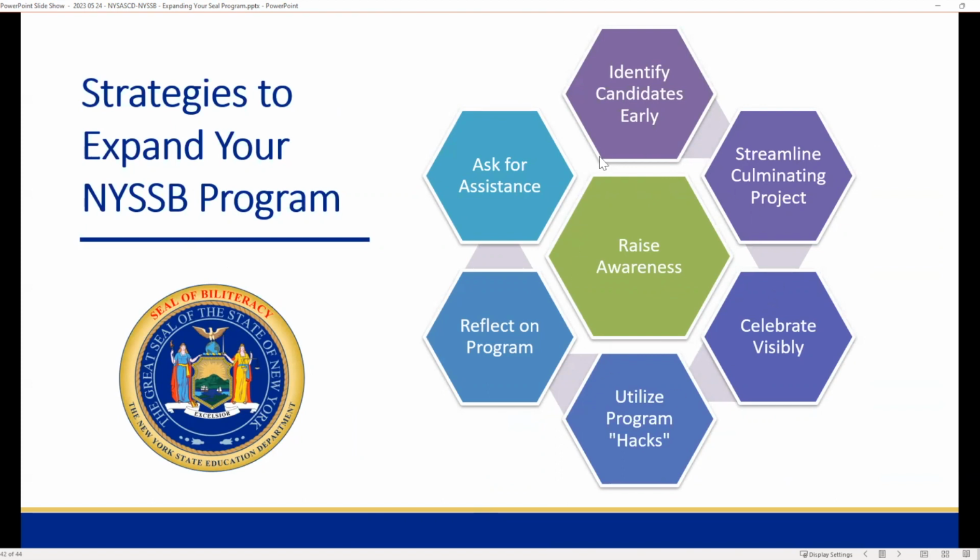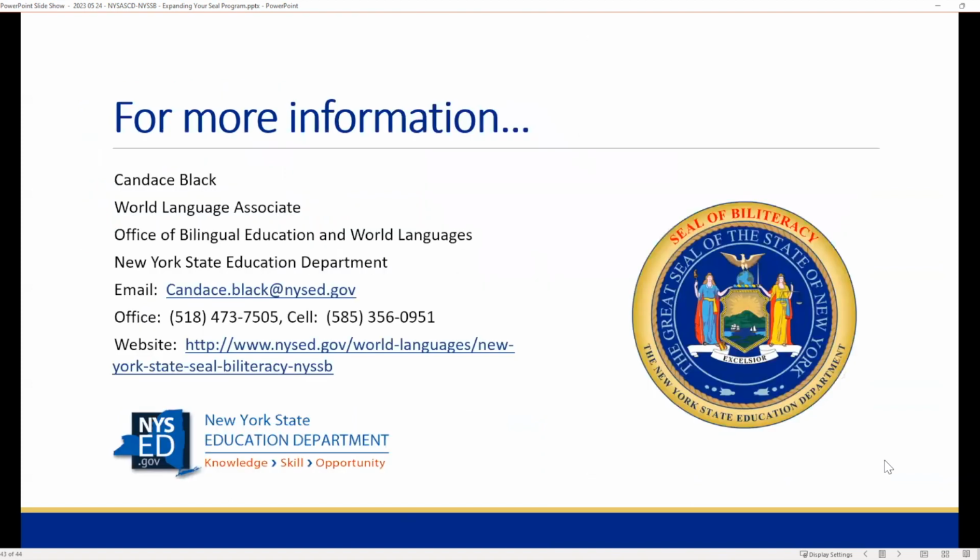So these are the strategies that we've talked about today. I hope that you're going to find at least one of them useful as you consider how you're going to expand your program. My contact information is available here right on this screen. You can always email me. You can also call my office line, or better yet, just call my cell, because my office line rings at my cell given the amount that I travel. You also have the website here for the Seal of Biliteracy, which you don't have to memorize. You can just type in 2 acronyms, NYSED for NYSED, and NYSSB for the seal, and we should be that first hit.